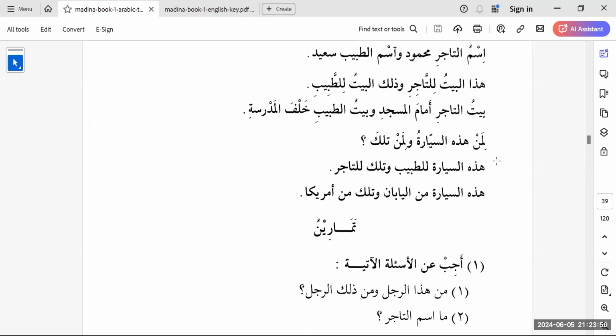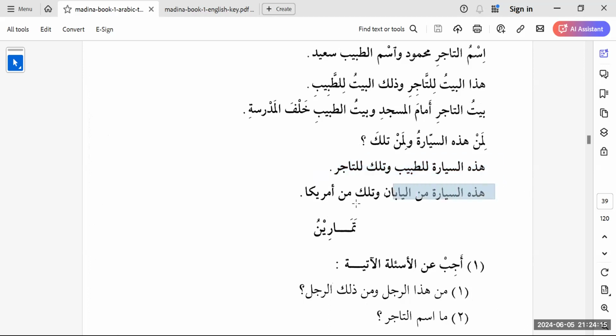Yes, good. And هذه السيارة للطبيب وتلك للتاجر. Everyone, please say it together. هذه السيارة للطبيب وتلك للتاجر. So this car is for the doctor, and that one is for the businessman.